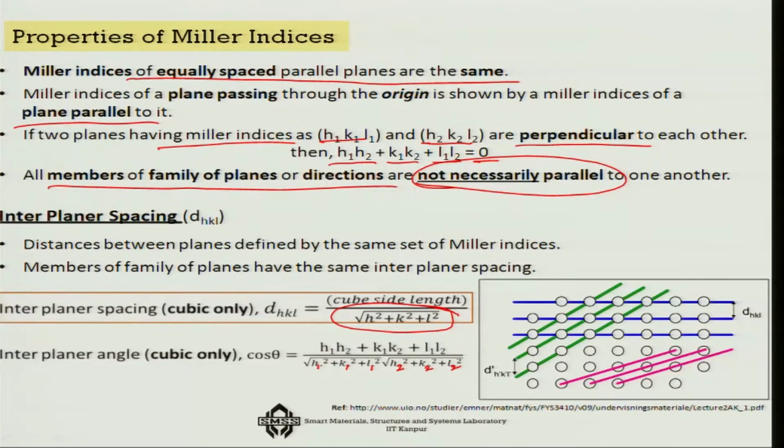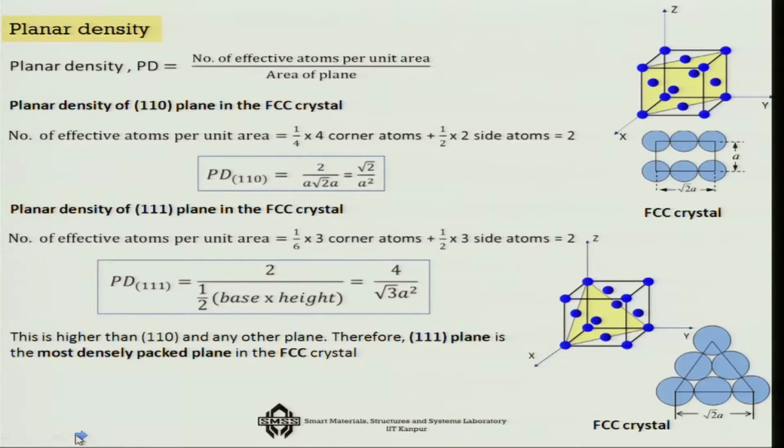Okay. So, if you know the side length of a cube, then the square root of the sum of the squares of the Miller indices will give you the interplanar spacing, and the interplanar angle you can also similarly find out by using this formulation. So, you can find out the interplanar spacing and interplanar angle with the help of the Miller index. There are two more important things that you can find out with the help of the Miller index.